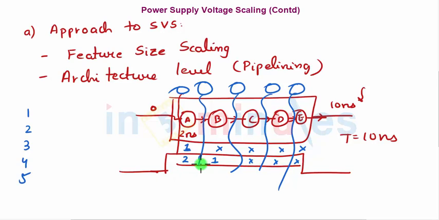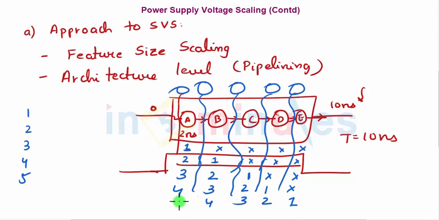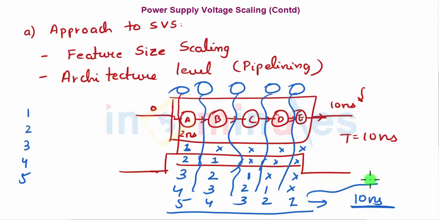After the next 2 nanoseconds, that means I have completed 4 nanoseconds. My task 1 comes here, my task 2 comes here, and task 3 will be taken here. After the next 2 nanoseconds, task 1 here, task 2 here, task 3 here, task 4 here. And after that, task 1 here, task 2 here, task 3 here, task 4 here, and task 5 here. After I complete 10 nanoseconds, I get my first task ready at the output. Same as what we discussed here as well.